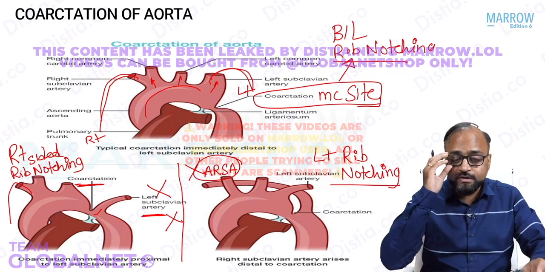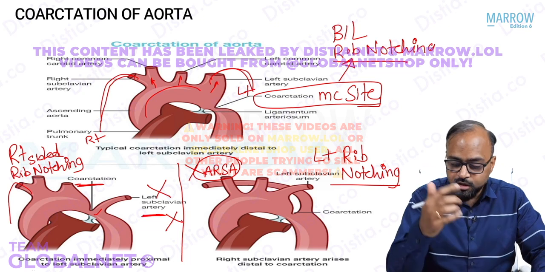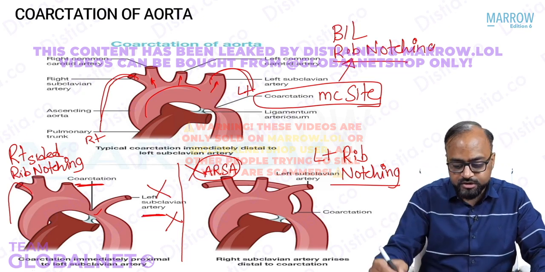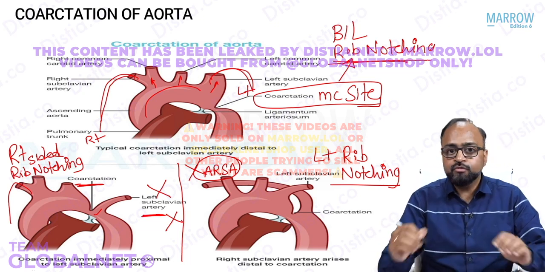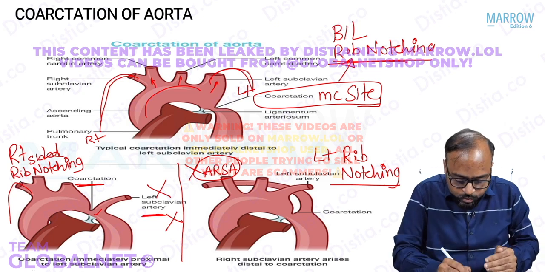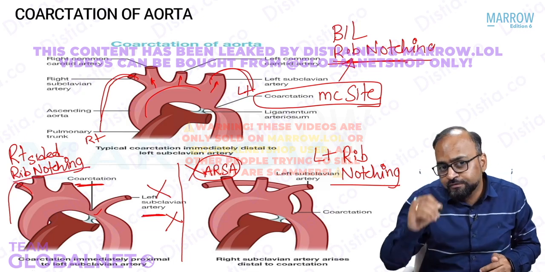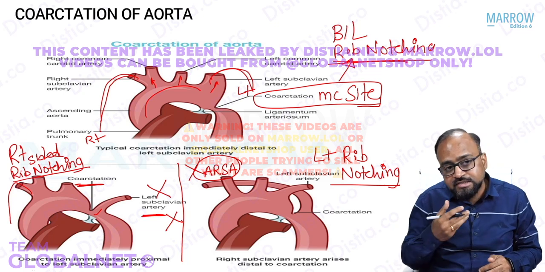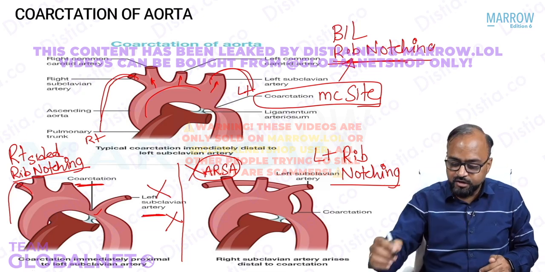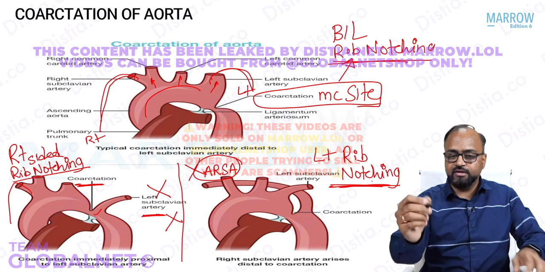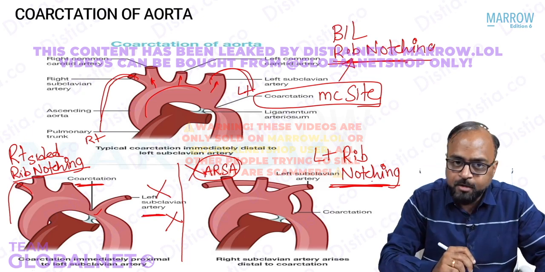So these images will give you an idea, try to form a visual impression. Normally at postductal coarctation site, bilateral rib notching occurs. If coarctation is proximal to the left subclavian artery, only right rib notching will occur. But if the coarctation is postductal but there is ARSA, that is aberrant right subclavian artery, it is only left-sided rib notching or collaterals that will occur.